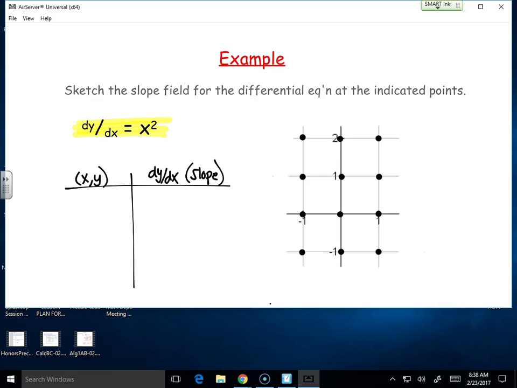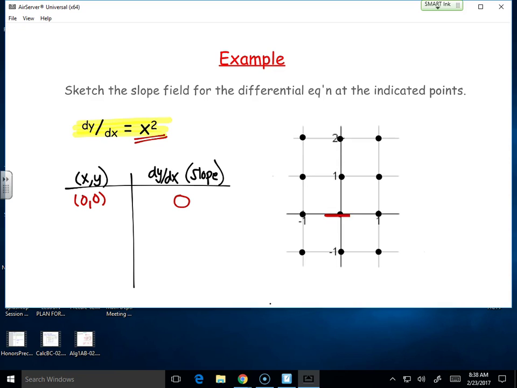Someone tell me a point we have to plug in. It's basically up to you guys. 0, 0. All right, we'll start awkwardly in the middle. So plugging in the point 0, 0 in this differential equation, we only have to plug in the x, so it's easy. x is 0, and 0 squared is 0.